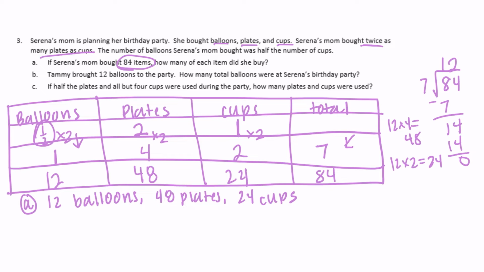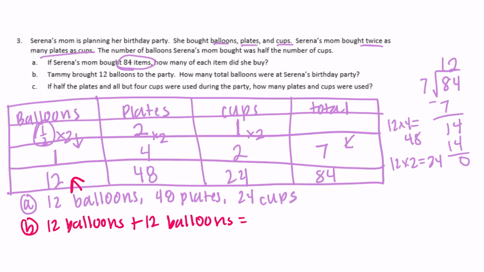Tammy brought 12 balloons to the party. How many total balloons were at Serena's birthday party? So someone named Tammy brings 12 more balloons. So we have Tammy's 12 balloons plus the 12 balloons that are already there. 12 plus 12, that would give us 24 total balloons.